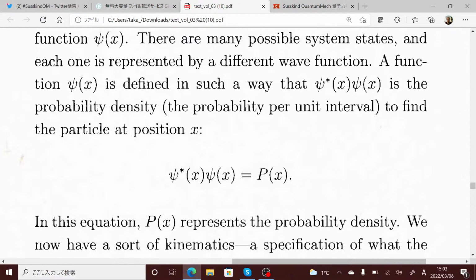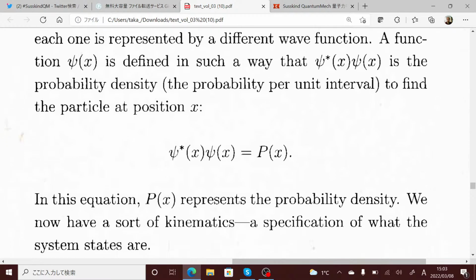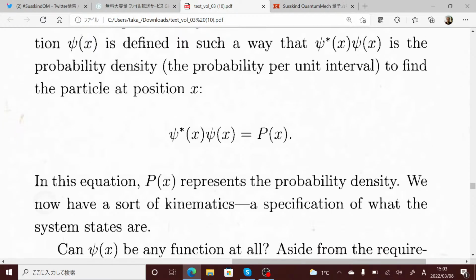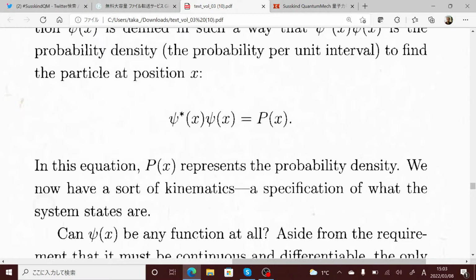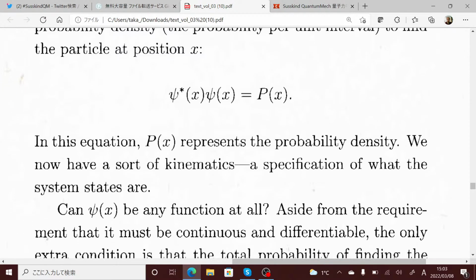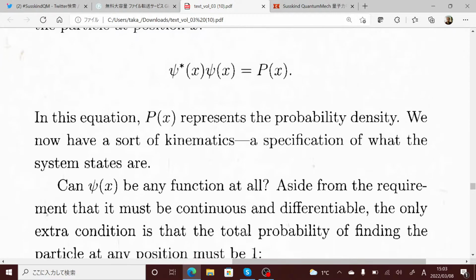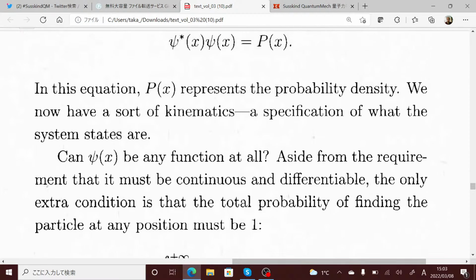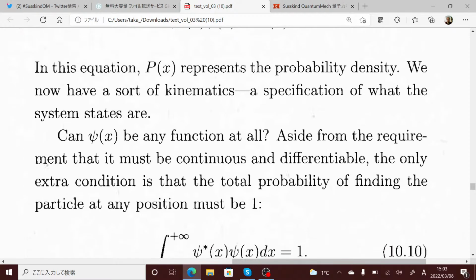The function psi of x is defined in such a way that psi star psi is the probability density, the probability per unit interval to find a particle at position x. Psi star psi equals p of x. In this equation, p of x represents the probability density. We now have a sort of kinematics, a specification of what the system states are.